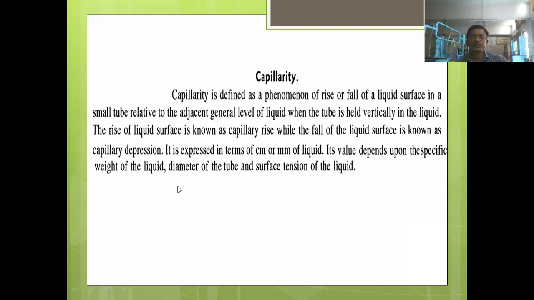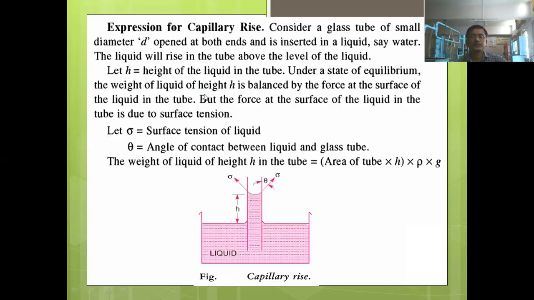Its value depends upon the specific weight of the liquid, diameter of the tube, and surface tension of the liquid. You will get the meaning of this last sentence when we derive the equation. In the derived equation, there will be the term gamma or rho g, another term sigma, and then another term diameter. So this capillarity depends upon all these factors, and that we will see in the derivation part. Now here comes the derivation part: the expression for the capillary rise, that we are going to see right now.